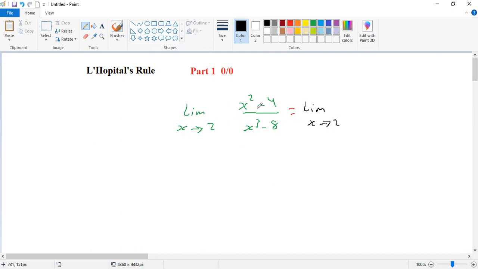as x approaches 2 of the derivative of the numerator, 2x, over the derivative of the denominator, 3x squared. Clearly, I have x with x, so it will be 2 over 3x. x is 2, so it will be 2 over 6, which is 1 over 3. The answer is 1 over 3.